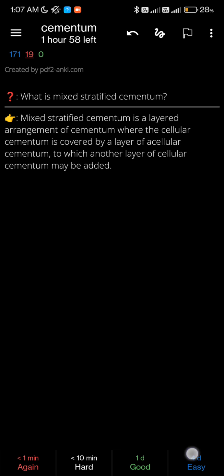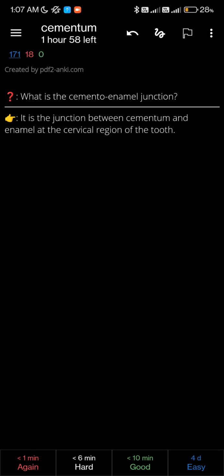So what is the cemento-enamel junction? It is a junction between cementum and enamel at the cervical region of a tooth.